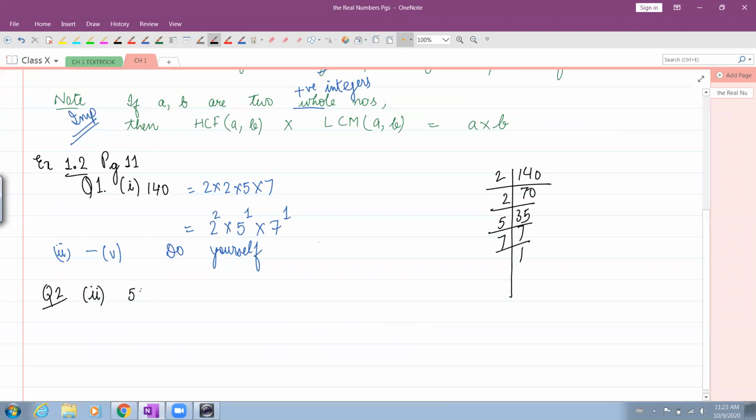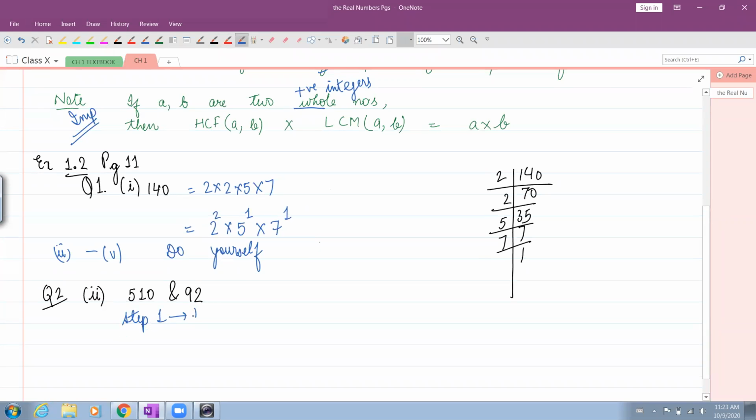So the numbers are 510 and we have 92, and we want to use prime factorization. So the first step will be to do the prime factorization. And you don't need to write this actually. This is only for you to remember. Prime factorize each number. So 510 and 92.